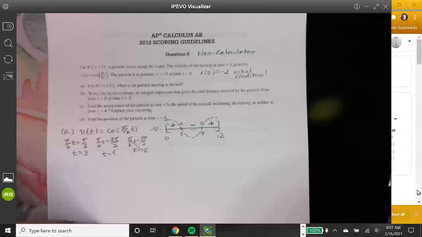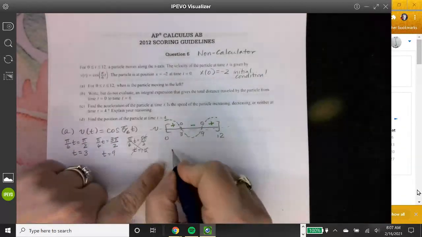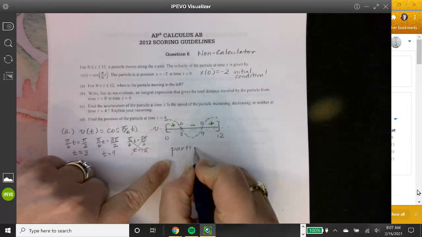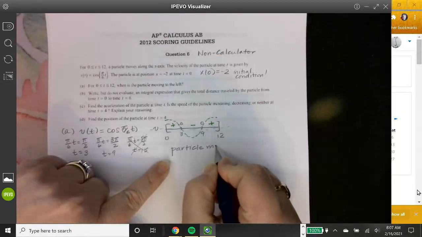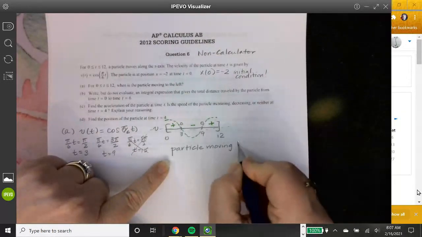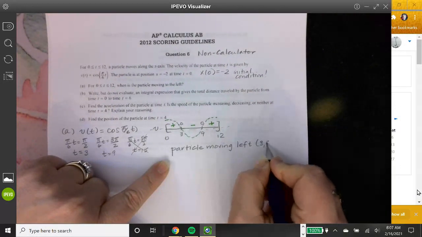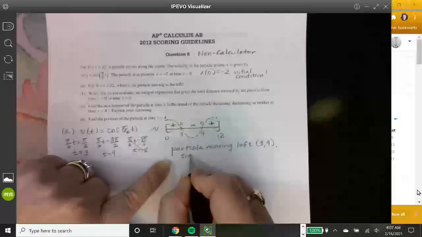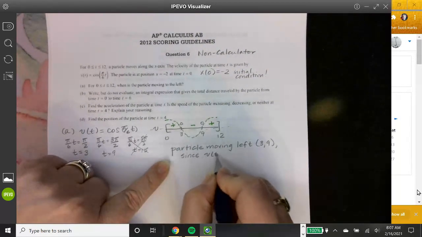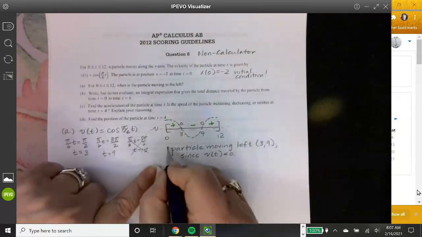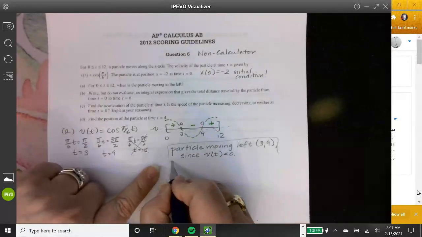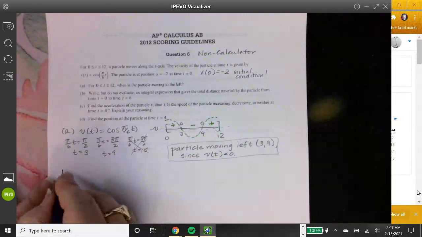And I can say for part A then, particle moving left from 3 to 9, since v of t is less than 0. So part A is done. Yay. That's probably worth 2 points.